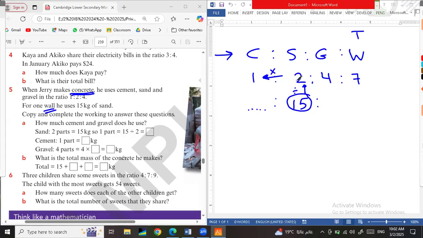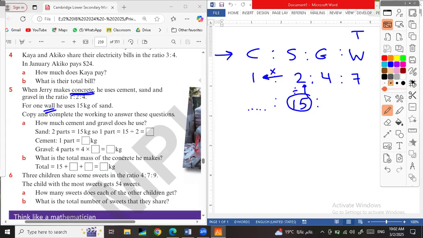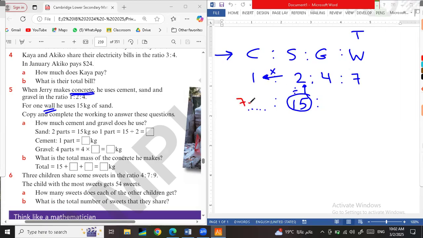Multiplication. So 15 divided by 2 is 7.5, times 1 is 7.5. So here, one part is actually 7.5 of cement. But what about the other part, which is the gravel? 15 divided by 2 is 7.5. You multiply it by 4, it's going to give you exactly 30. And here is the gravel.